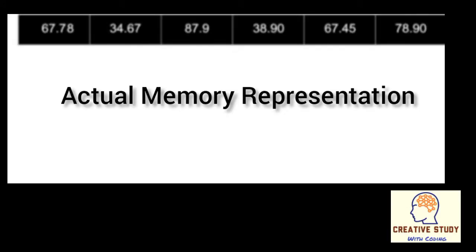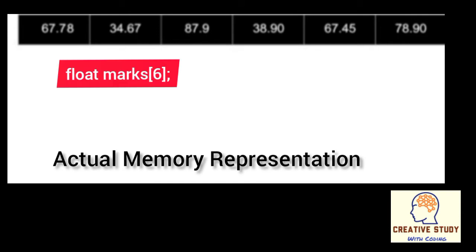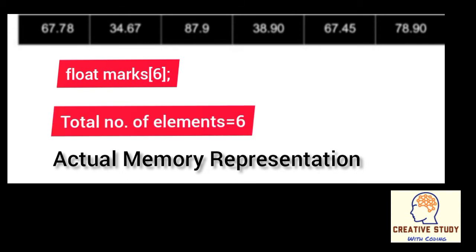Memory representation of array. Let's understand it with an example. Suppose we have an array of 6 elements of type float. For example, float marks and array size is 6. That means we have an array of marks which contains marks of 6 students at a time. Though you may take a large array. In this example, total number of elements are 6 at their respective indices.